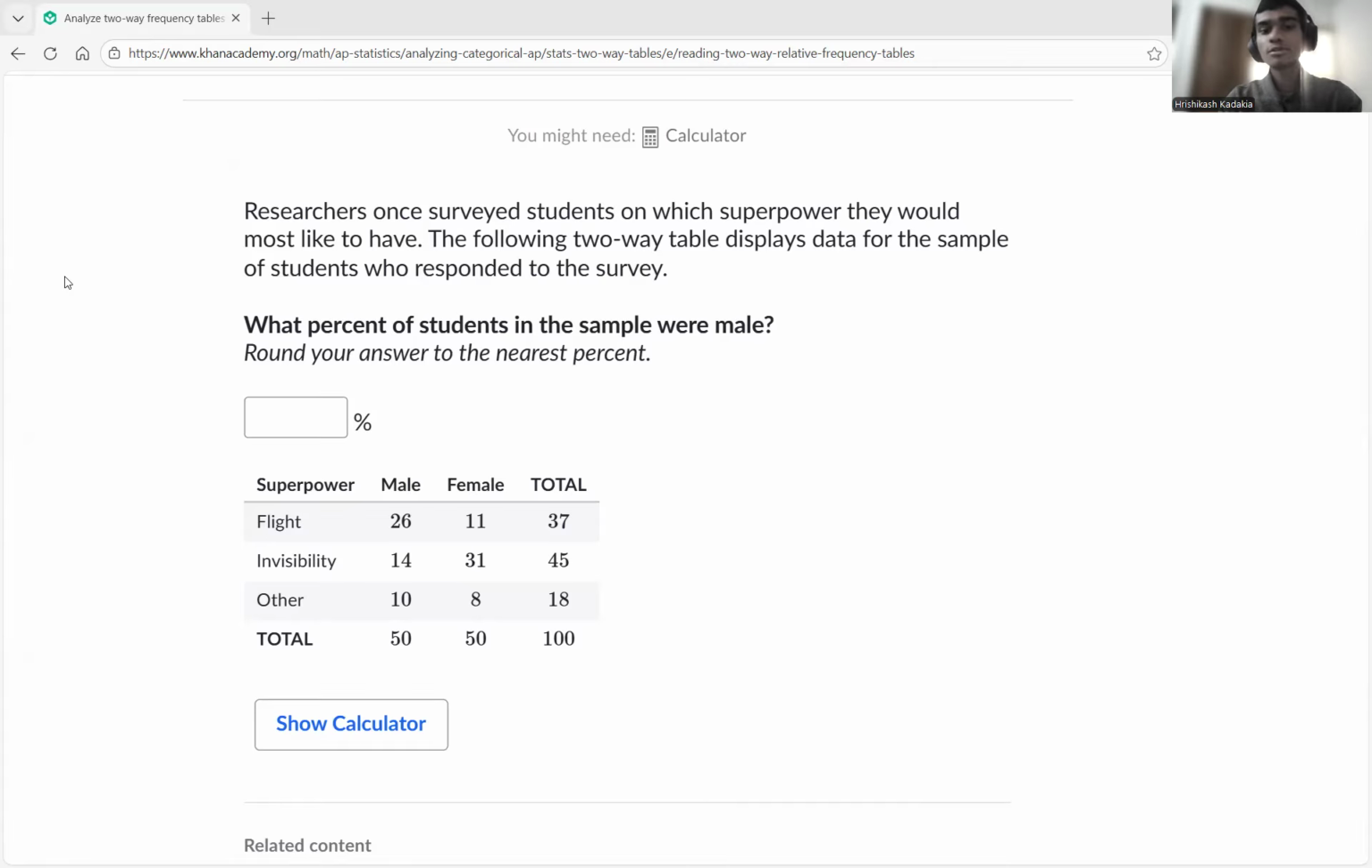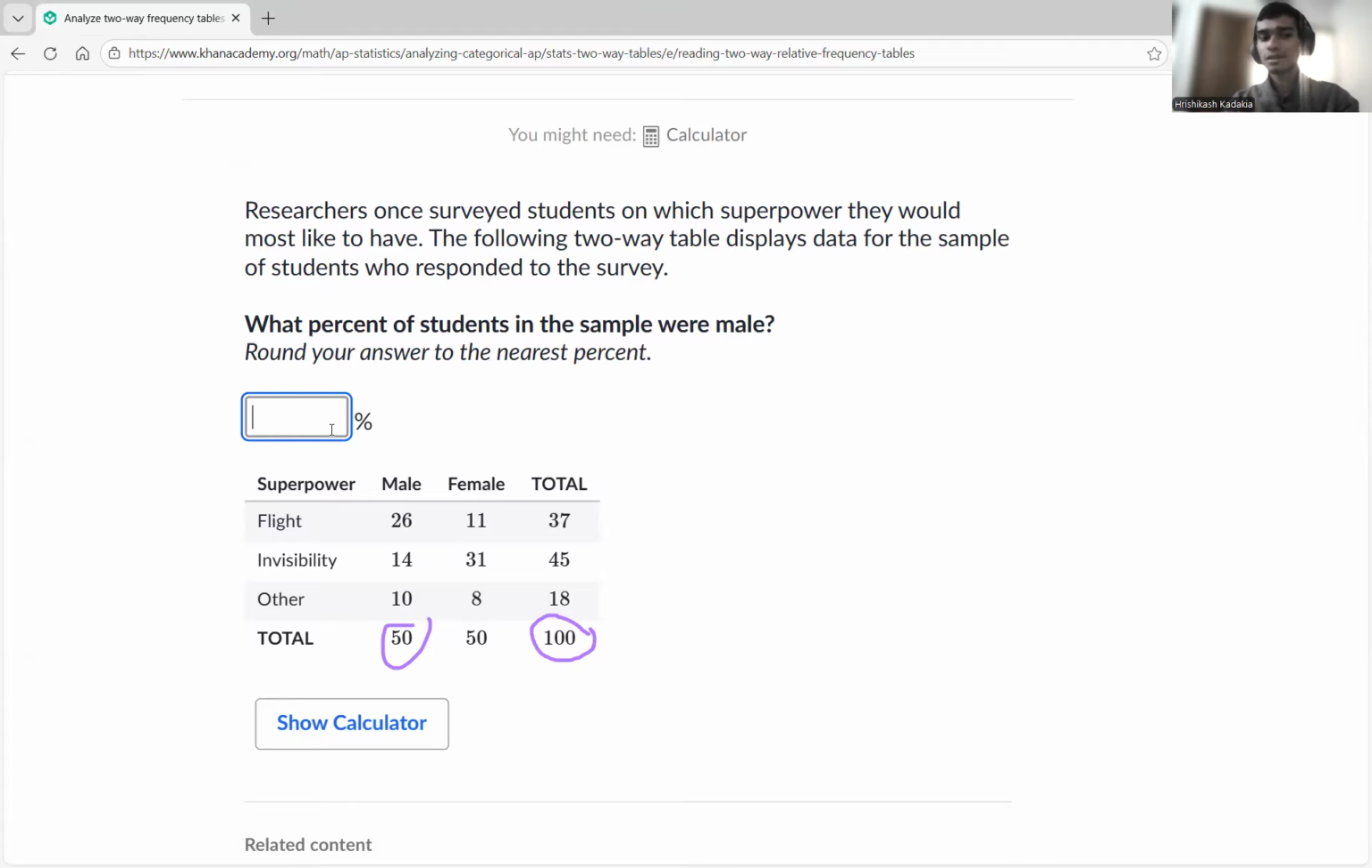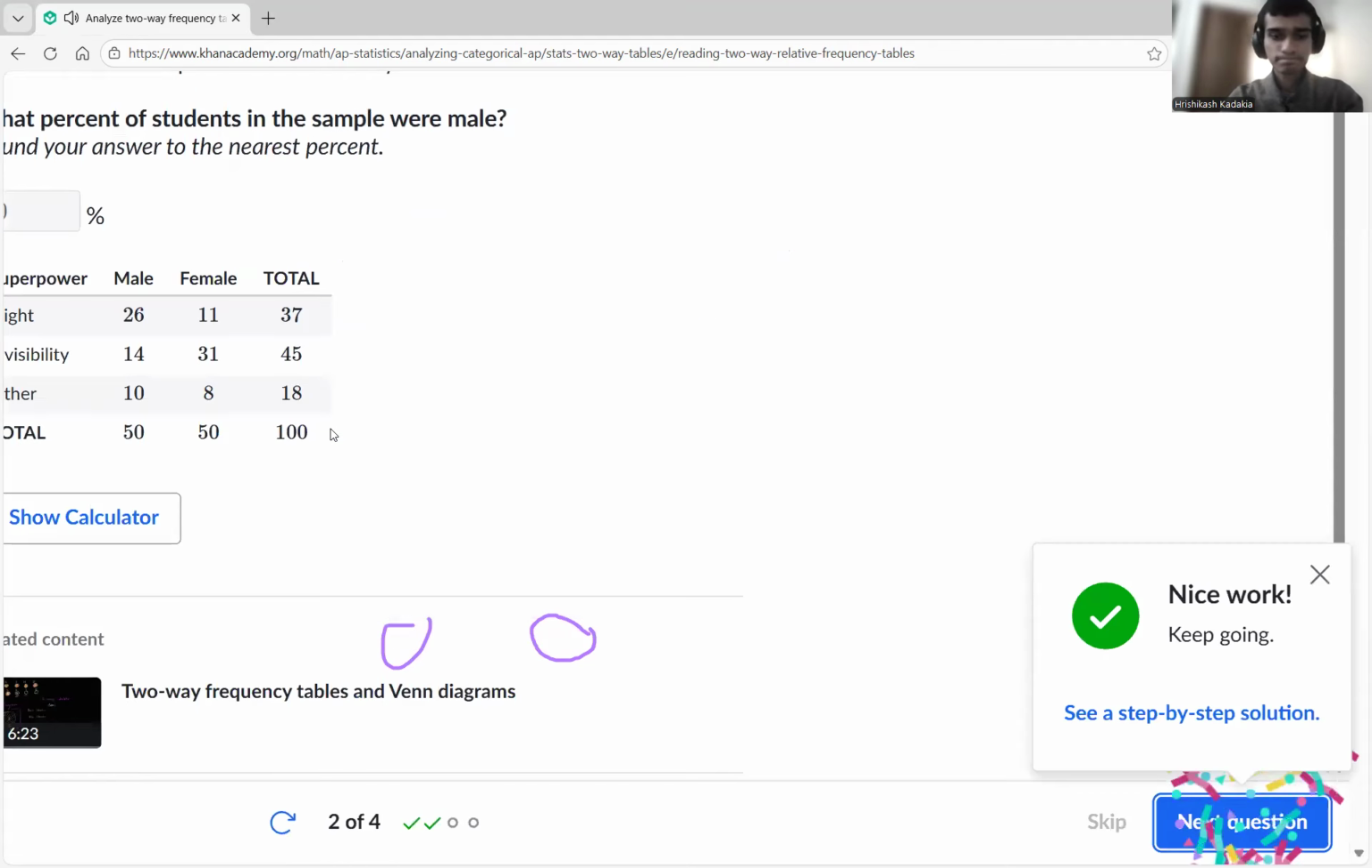So how many students were in total? We have 100. How many were male? 50. So 50 out of 100. 50 were male. Total were 100. So 50 out of 100, that's 50 divided by 100, which is half. 50%. 50% were male. 50% were female.